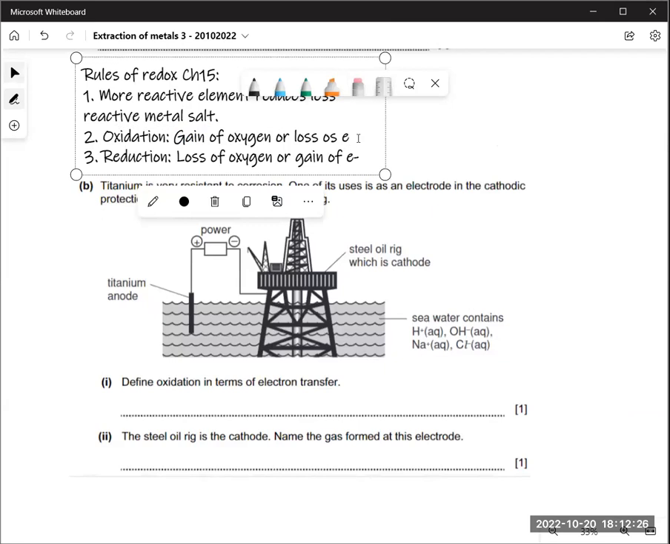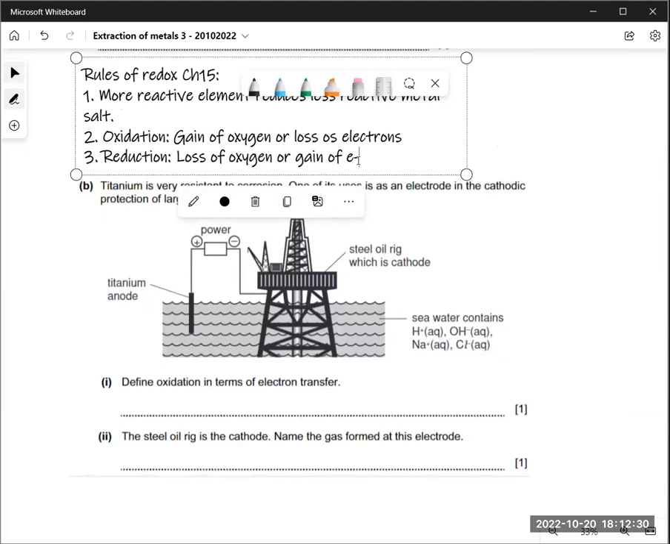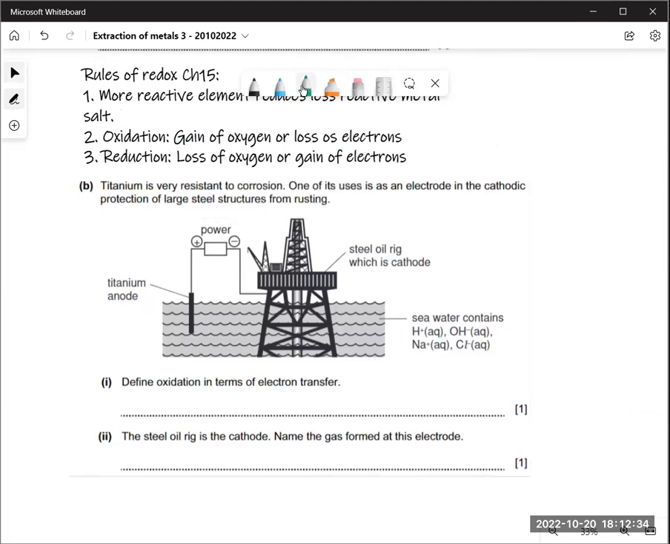Oxidation is gain of oxygen or loss of electrons. Reduction is loss of oxygen or gain of electrons. So what is the answer over here? How can I define oxidation? Gain of oxygen, gain of electron? No, that's wrong.